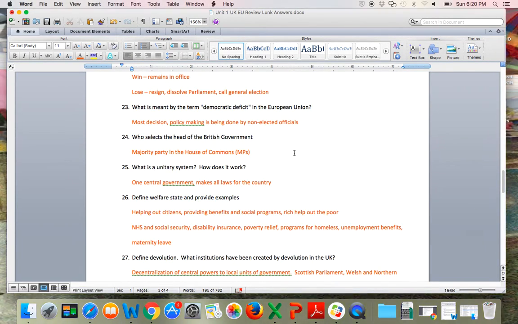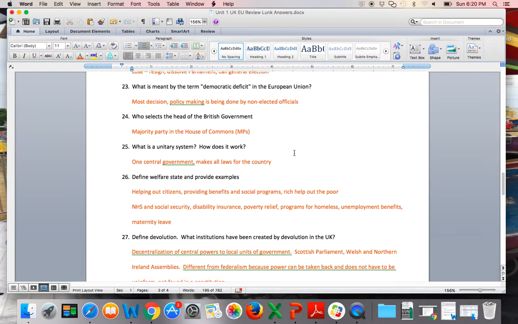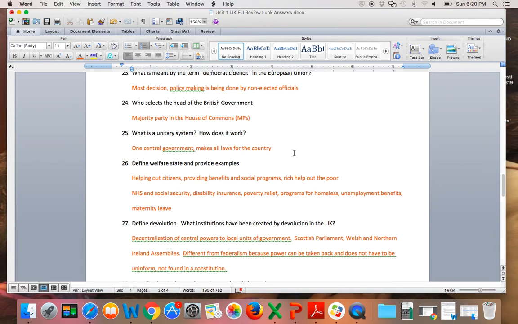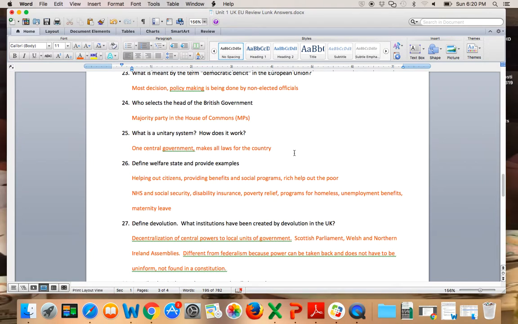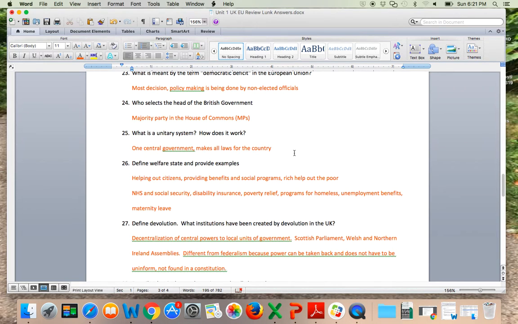Who selects the head of the government? In the British government, it's the majority party in the House of Commons, which selects the Prime Minister. A unitary system like the UK has is one central government, one geographic location, and that body of government makes all the laws for the whole country.